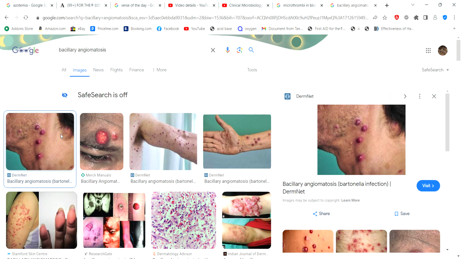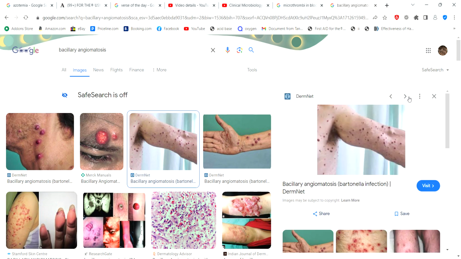Remember, do not mix this up with Kaposi sarcoma. Kaposi sarcoma is a manifestation of AIDS. I've seen it once in my life.